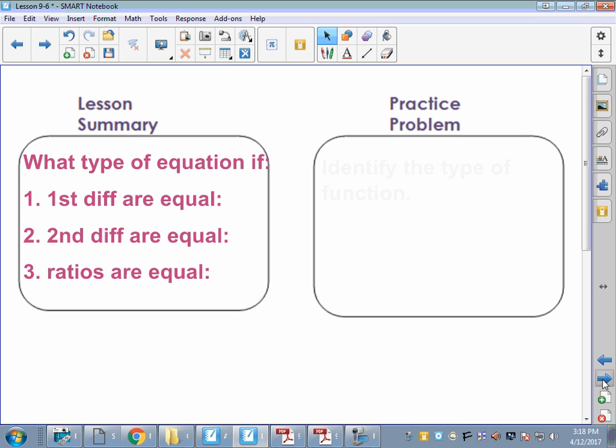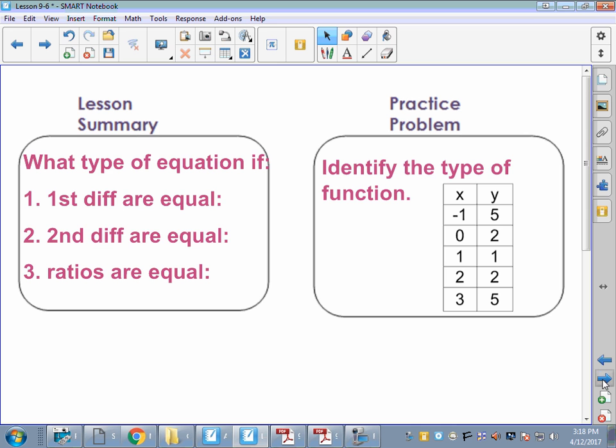And last but not least, identify the type of function. This time my XY table is up and down. Notice my X's all count by ones, I don't even care. You're going to have to work with your Y's and look for the first differences, the second differences, or a ratio. So always go in that order.